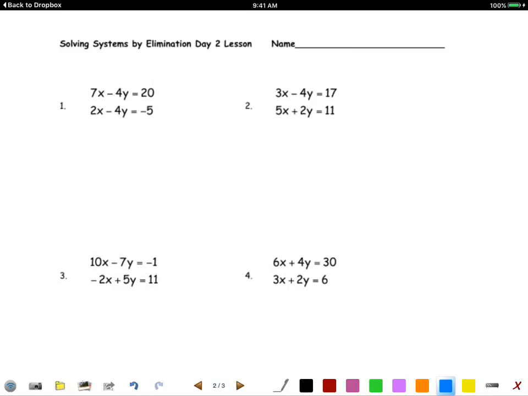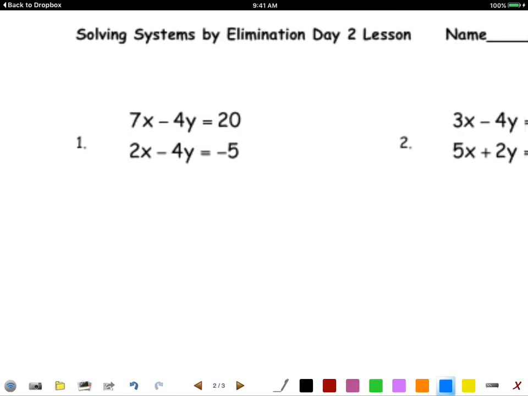When you look at example 1 here, if you were to add straight down here, 7x plus 2x is going to be what? 9x. So that's not 0. And what's a negative 4y plus a negative 4y? A negative 8y. And that's not 0 either, is it? So, go ahead and do that real quick.